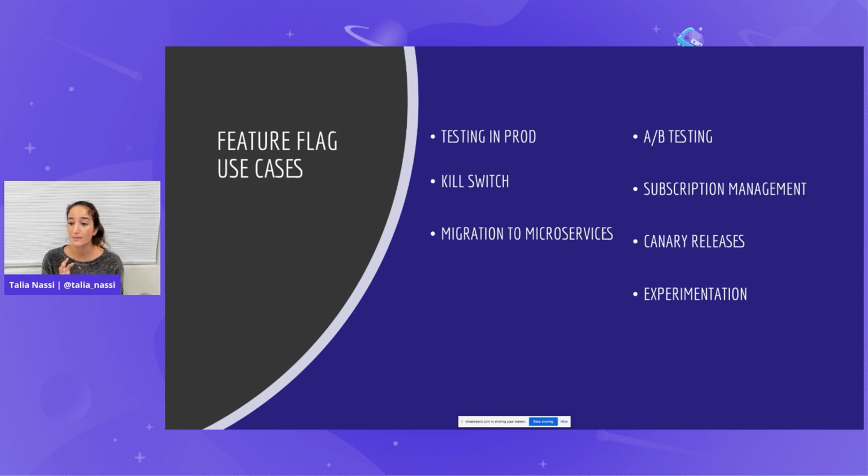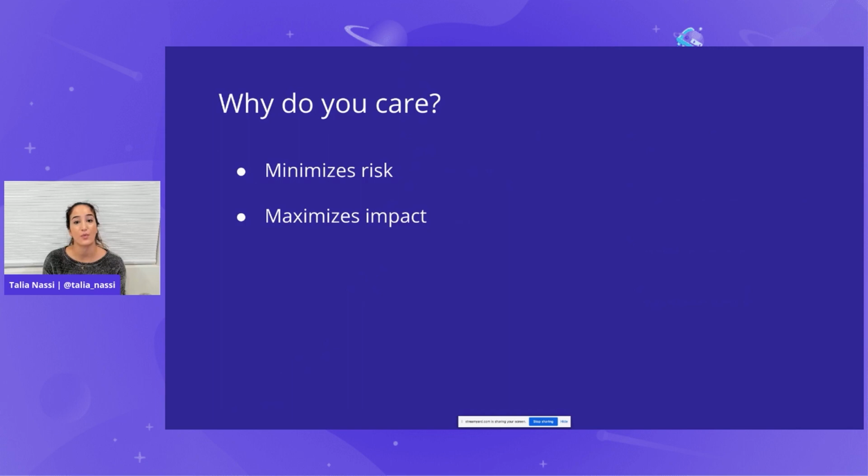So you can also use them for migrating your monolith to microservices. There's so many different use cases, but we don't have time to go through everything. I just wanted to point out, why do we care? Why is this important? Why even use feature flags? And it's two reasons. One, because it minimizes your risk in your feature delivery process, and it maximizes your impact.